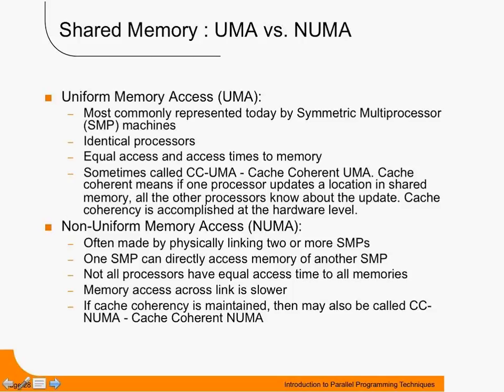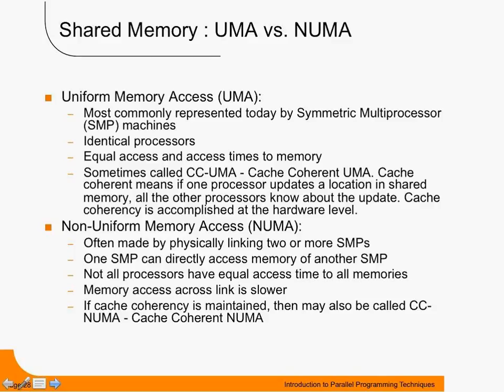And in uniform memory access, there is this concept called coherent uniform memory access, because if one processor updates a variable, it automatically updates the value in the global space, so that you can see that update. That's why we call it cache coherent uniform memory.